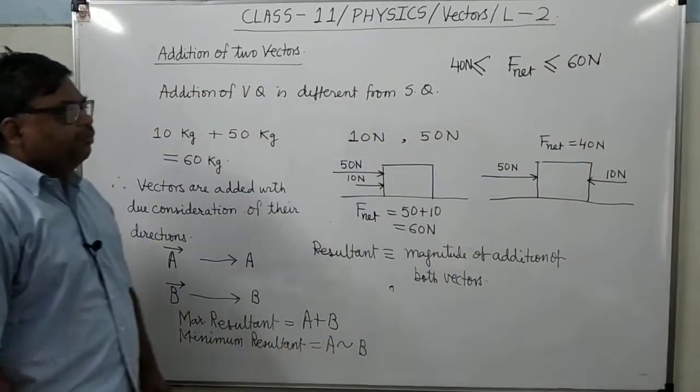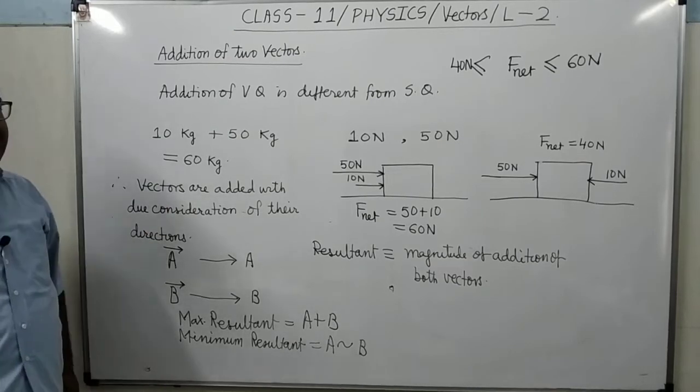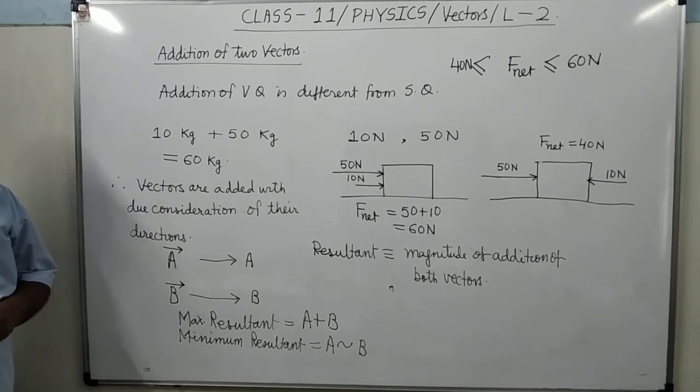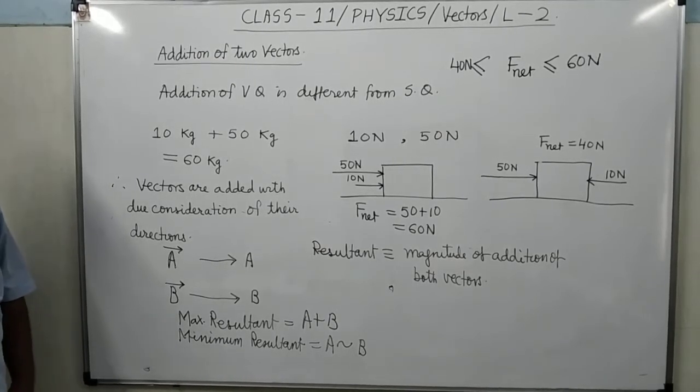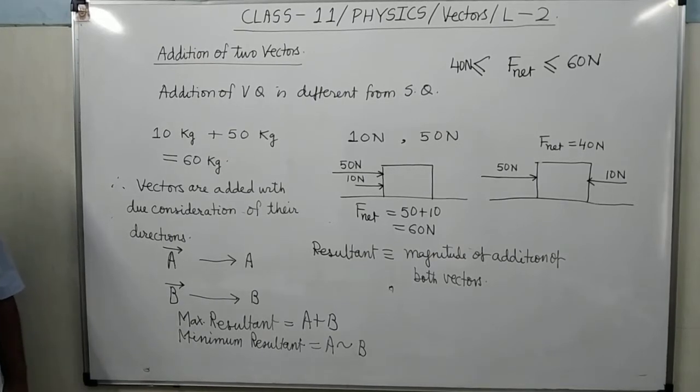That's clear? Means if I ask whether they can produce a resultant of 30 Newton, no, they cannot produce. Whether they can produce a resultant of 70 Newton, no, they will produce a resultant only in that range.